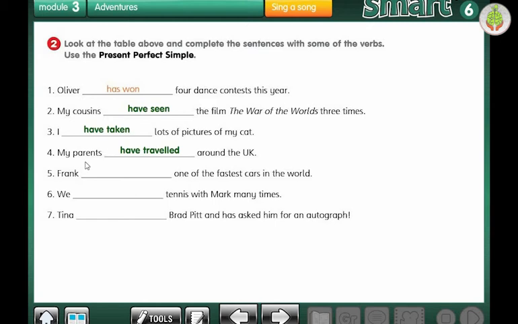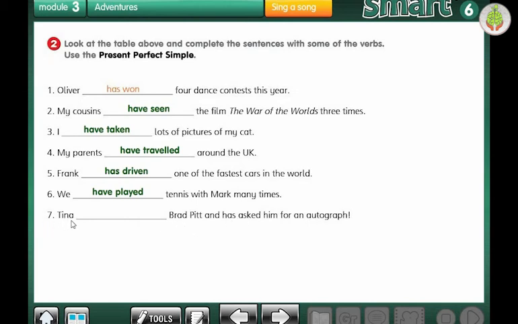Table in activity 1. Number 5, Frank, one of the fastest cars in the world. So Frank has driven. Number 6, we tennis with Mark many times. We have played tennis with Mark many times. Number 7, Tina, Brad Pitt, and has asked her for an autograph.